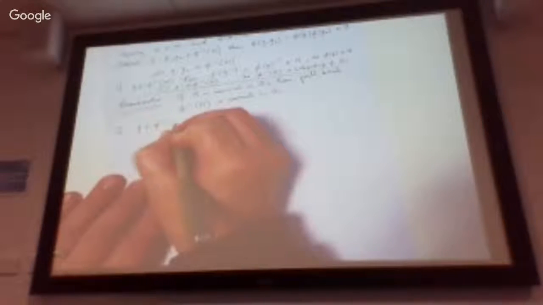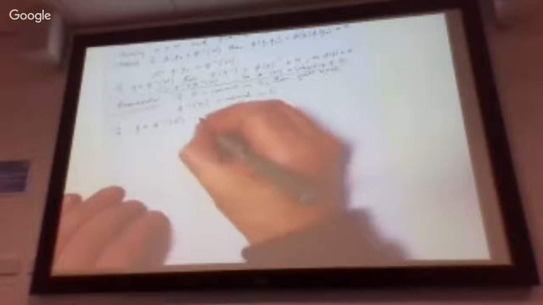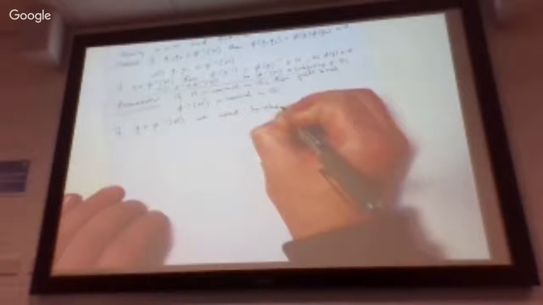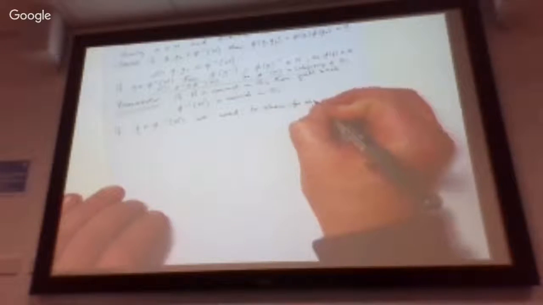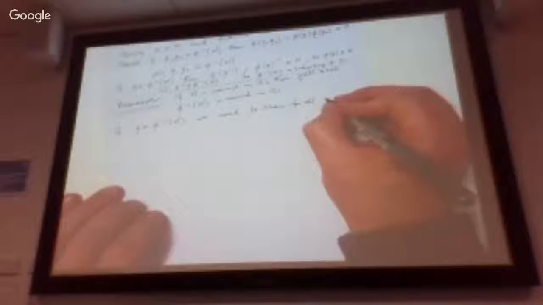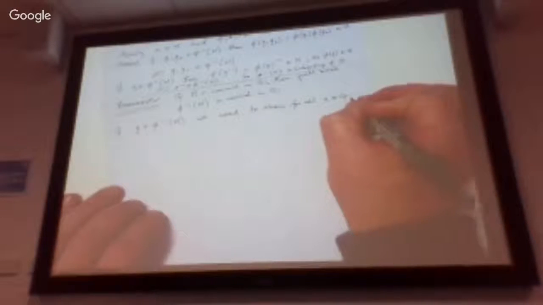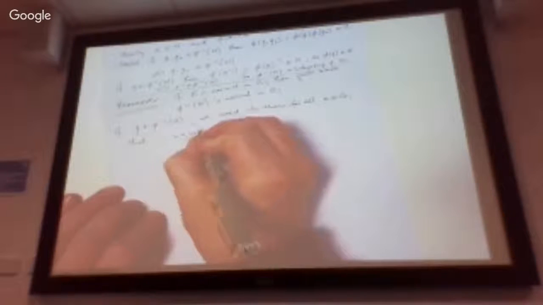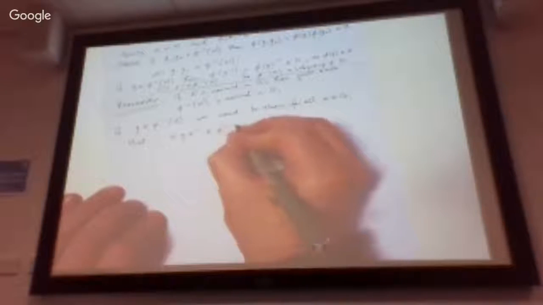Well, what we do is, if g is an element of the pullback of H, we need to show that for all elements x in G1, x g x inverse is again an element of the pullback.